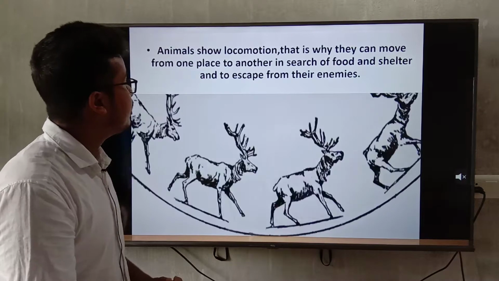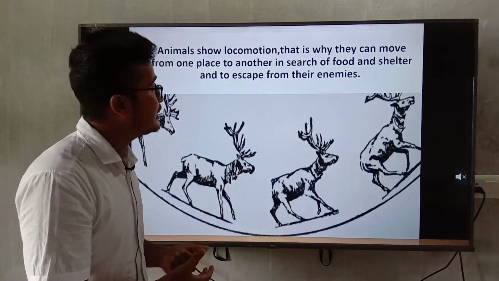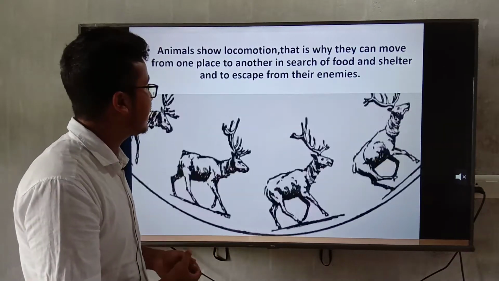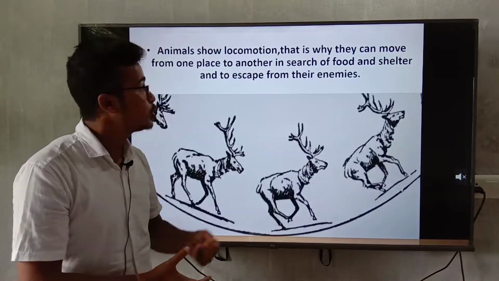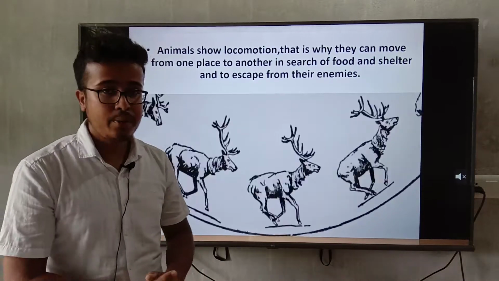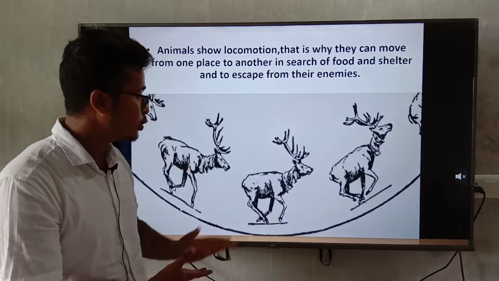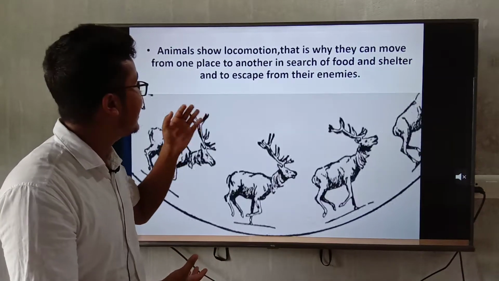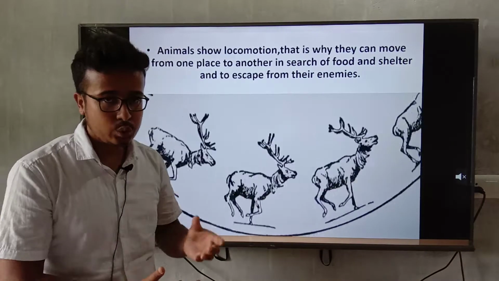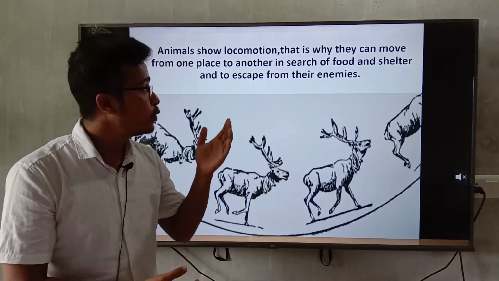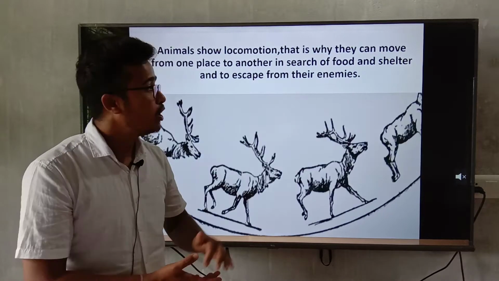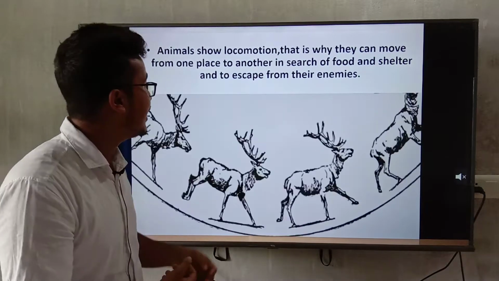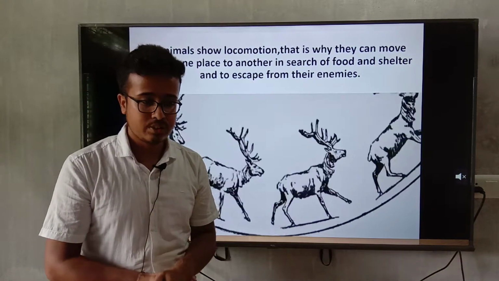Now here animals show locomotion. This is why they can move from one place to another in search of food and shelter, and to escape from their enemies. So animals show locomotion. You can see these pictures of animals showing locomotion. While locomotion takes place, they can move from one place to another in search of food, shelter, and to escape from their enemies.